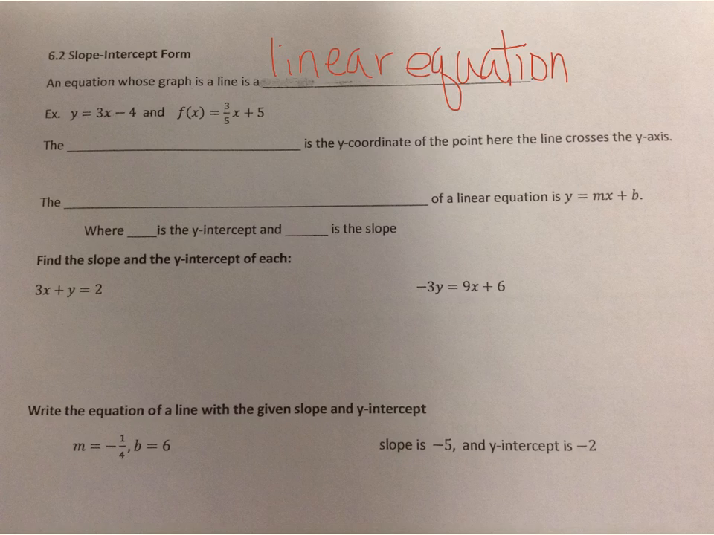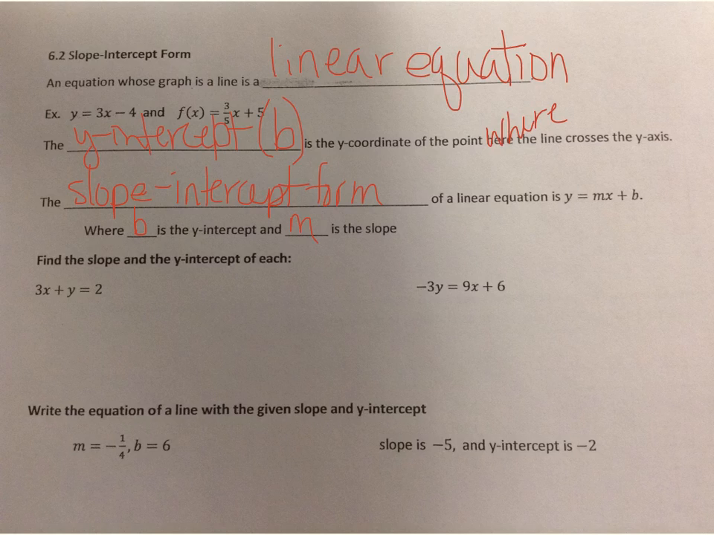The y-intercept, often written as the lowercase b, is the y-coordinate of the point where, that should say where, the line crosses the y-axis. The slope-intercept form of a linear equation is y equals mx plus b, where b is the y-intercept and m is the slope.